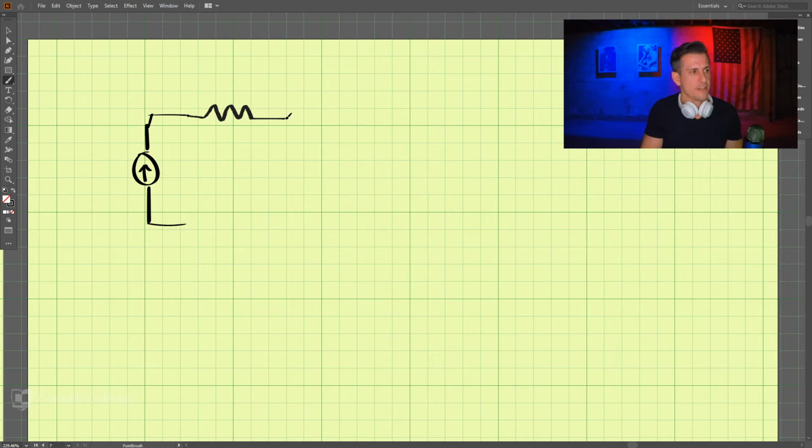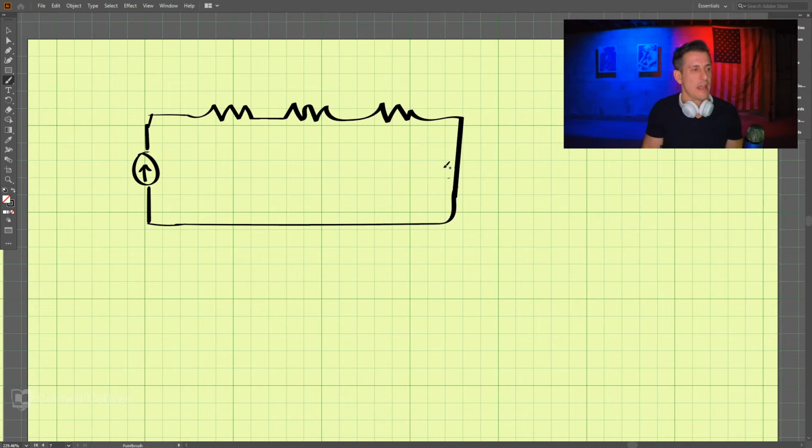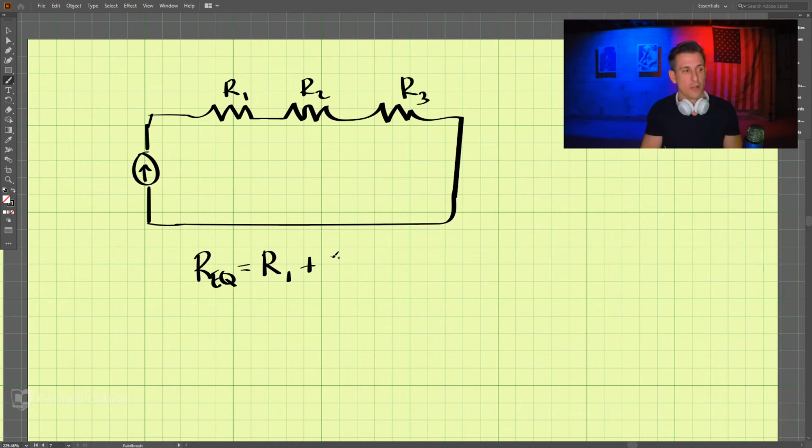And we have resistors. These are 3 resistors, and let's say that these are R1, R2, and R3. We can add those together for an equivalent resistance. And we have been doing this a lot, R1 plus R2 plus R3.